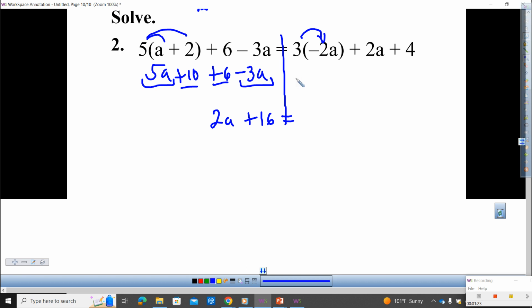So distribute the 3 here. So this is negative 6a plus 2a plus 4. Am I done simplifying? No. What is negative 6a plus 2a? Negative 4a. Bring down the 4. Next step. Pass someone. Noah, what do we do next?